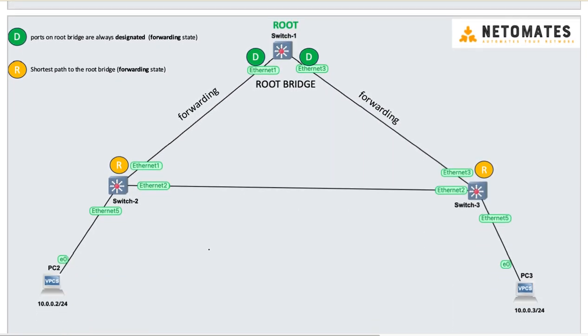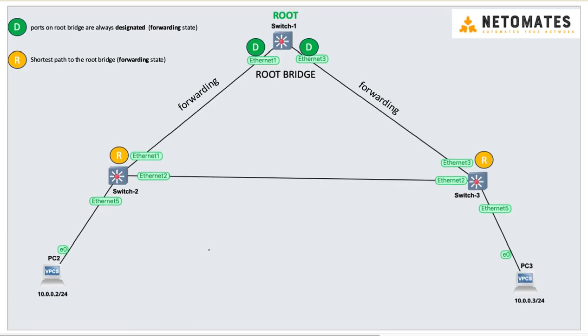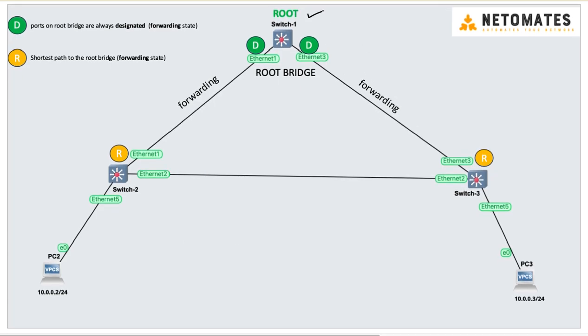Now let's see the port statuses. Switch 1 has become the root. So all the ports on the root will be in the forwarding state, in the working state. Means on the root switch, all the ports will be in the forwarding state and nothing will be discarded. So we don't block the loop by discarding one of the ports. All the ports will be in the forwarding state, so in the working state.